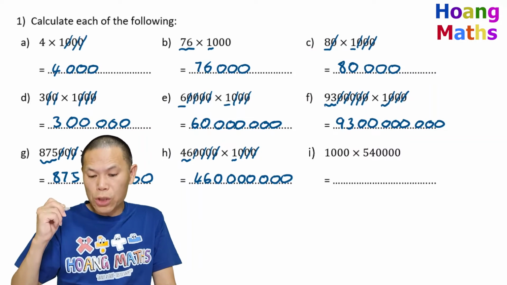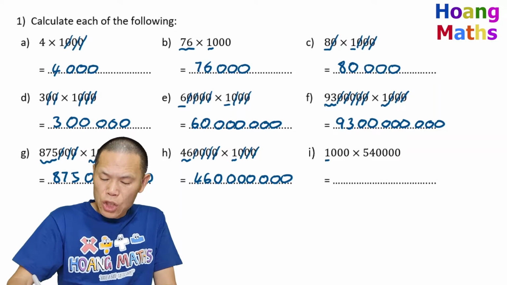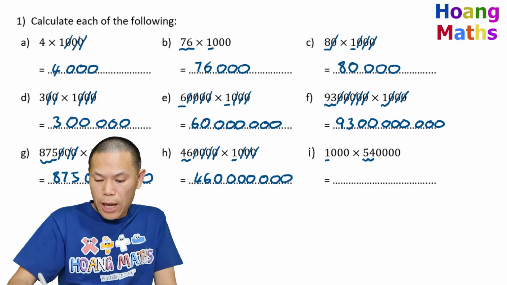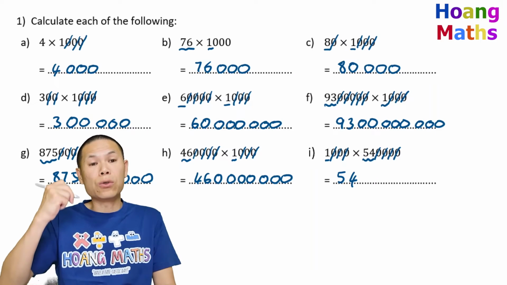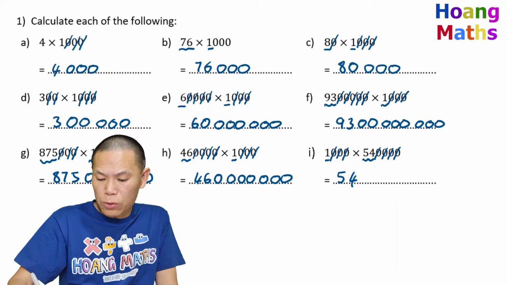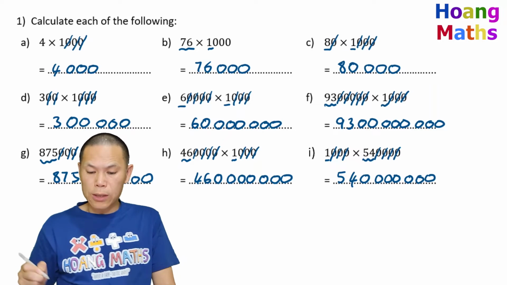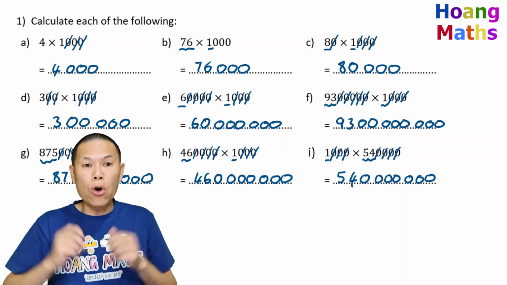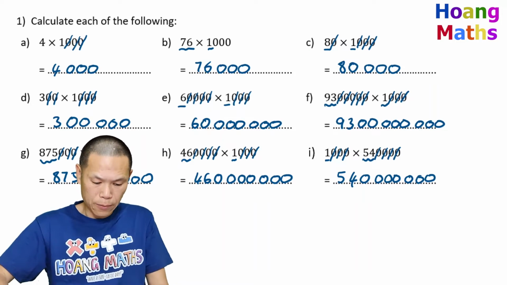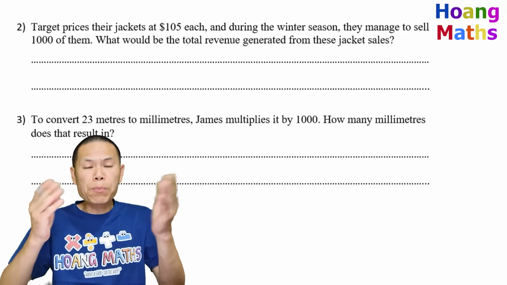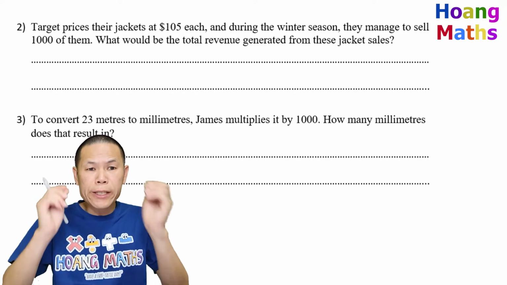Part I, 1,000 times 540,000. So we just need to go 1 times 54, so the answer is 54. And we have 1, 2, 3, 4, 1, 2, 3, so that together will be 7 zeros. So we just write 7 zeros. I hope you got all of them correct. Please pause the video and try this one yourself.